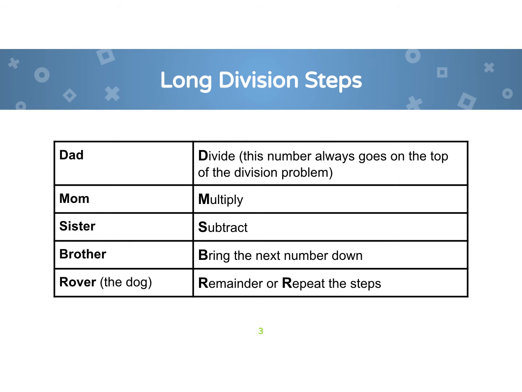Okay, let's go over the steps of long division. First we have divide. Remember that this number, when we're doing long division, goes on the top, and it is our quotient. Then we multiply what we just got, the quotient, by the divisor, and then we sister subtract, brother bring down the next number, and then rover. We look at that number to see, is that the remainder or do we need to repeat the steps? So we'll be talking about that on every step, but we've already been going over this, so it shouldn't be anything new to you.